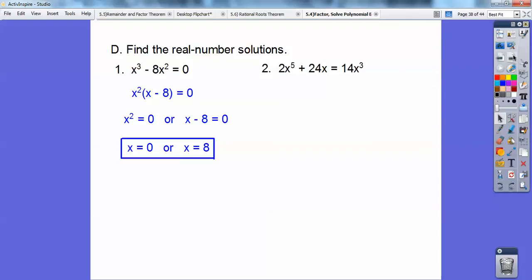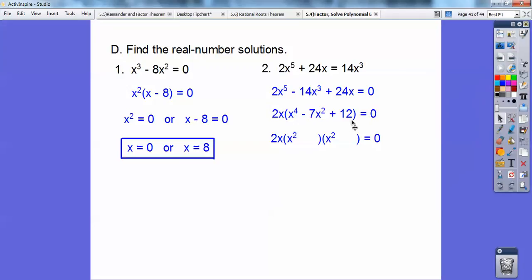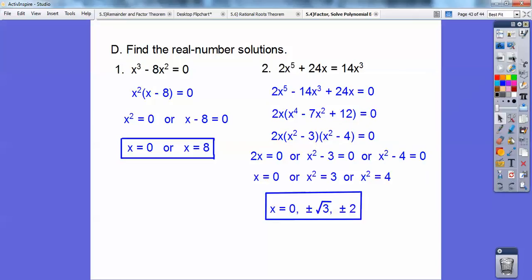Put it in descending order, make it equal to 0. Pull a 2x out. When I pull a 2x out, x to the fourth is x squared times x squared. So think of a binomial times a binomial, and then just factor it, you guys. Factors of 12 that add to -7 are -4 times -3. Now I'm going to factor those and set them equal to 0.